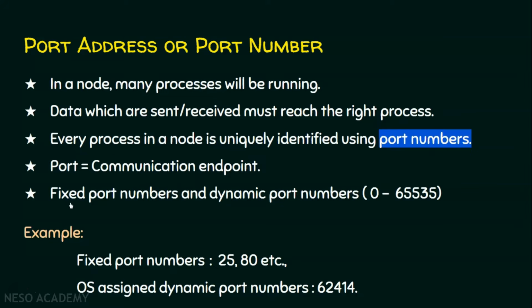In real scenarios, we have 2 categories of port addresses: fixed port numbers and dynamic port numbers. Anyway, don't bother about this statement. We will be dealing with these fixed port numbers and dynamic port numbers elaborately when we encounter the lectures on the transport layer. For the time being, understand there are fixed port numbers like 25, 80 which are already predefined. Say if you open Google Chrome or Firefox, that is a new process. So that process will be assigned a port number by the operating system. Operating system assigned dynamic port numbers will be like this.